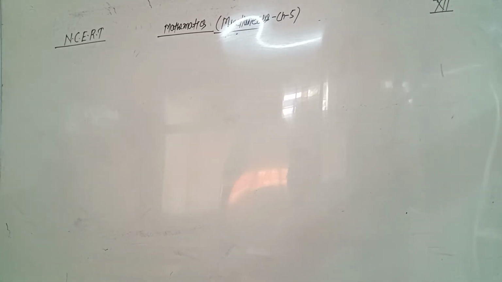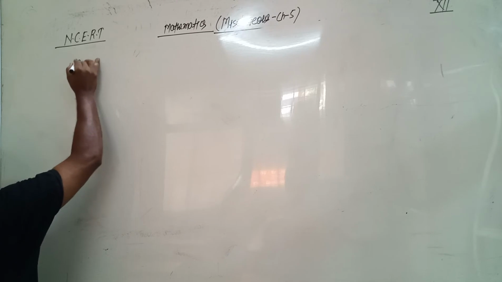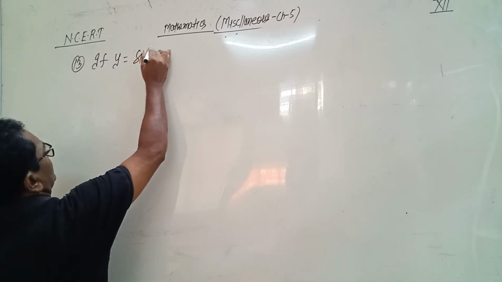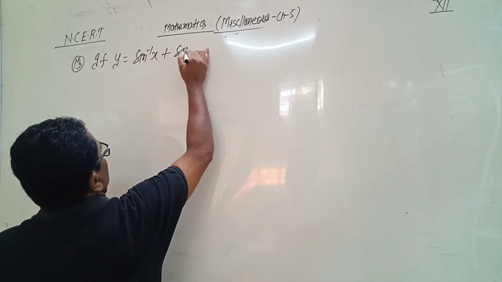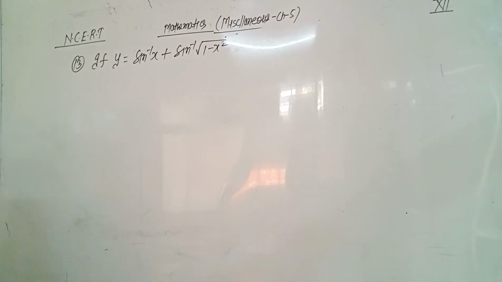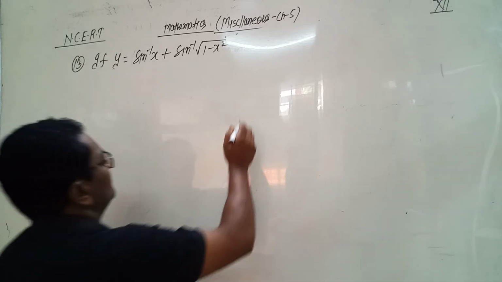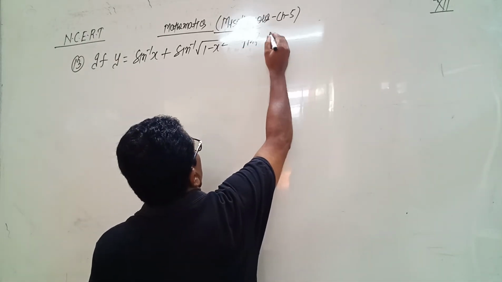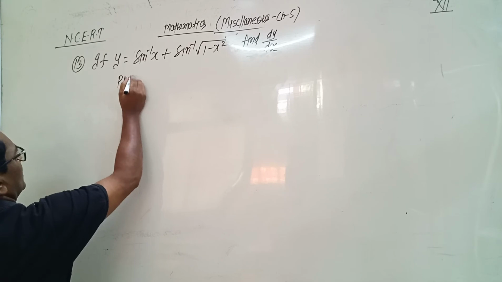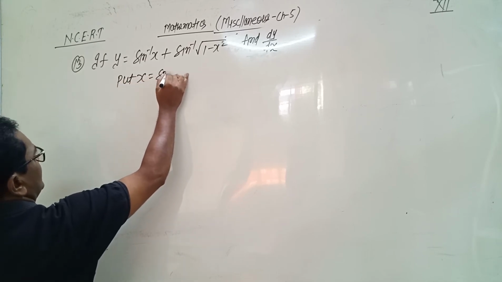Then we see question number 13. If y equals sin inverse x plus sin inverse root of (1 minus x square), then find dy by dx. So in this question, we put x equals sin theta.